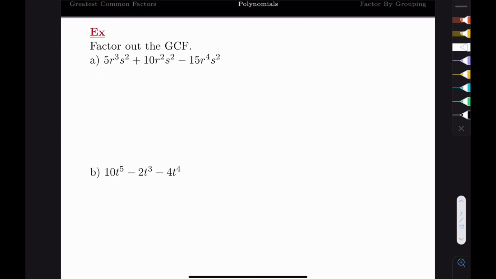Okay? So we're going to try another example, and we're going to take it up a few notches. We're going to factor out what the greatest common factor is.